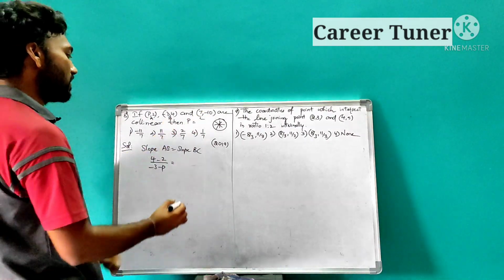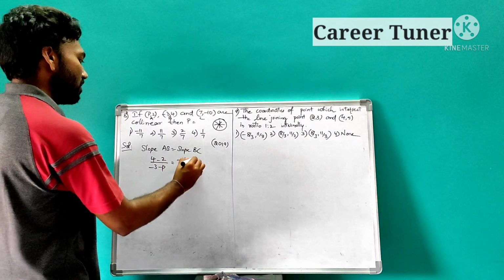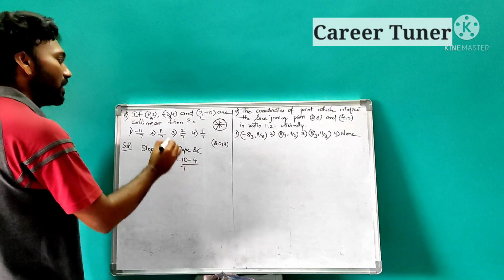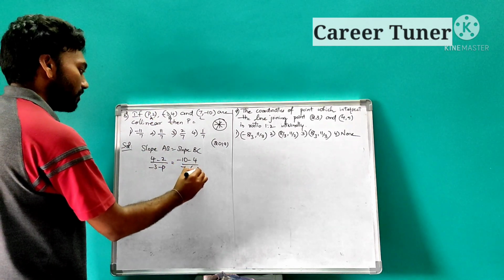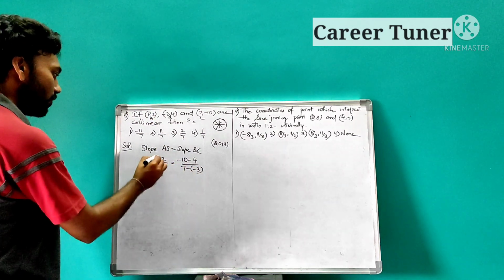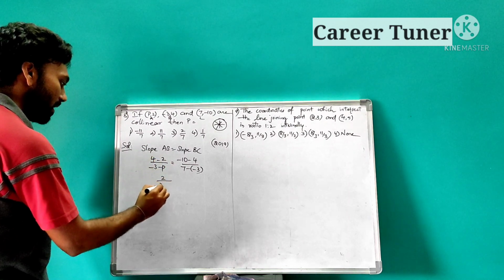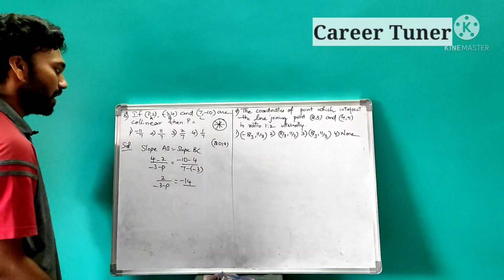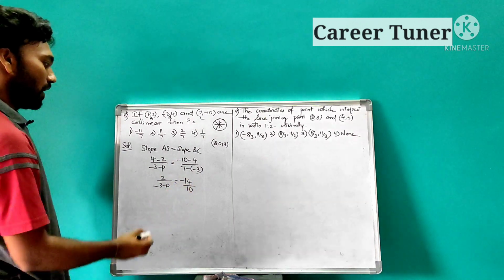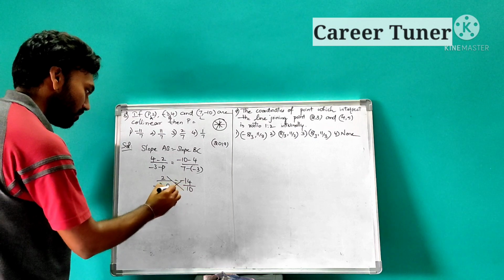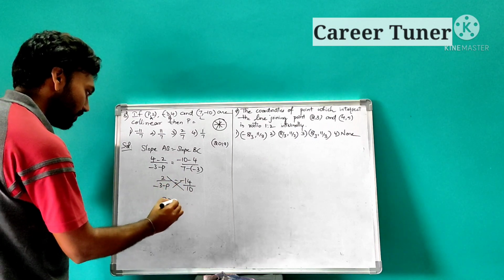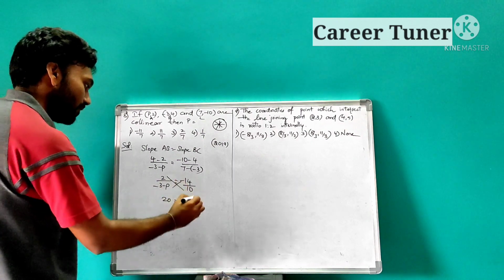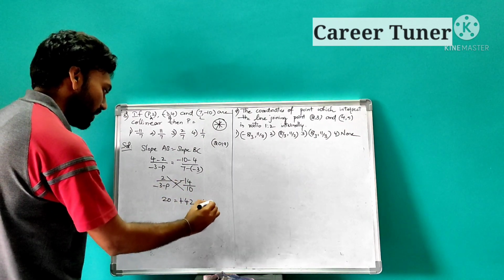What is the slope of BC? BC is nothing but minus 10 minus 4, y2 minus y1 by x2 minus x1, 7 minus of minus 3. So what is the value? Let us find. 4 minus 2 is nothing but 2 by minus 3 minus p, which is equal to minus 14 divided by 10. Okay, let us go for cross multiplication. 2 into 10 is nothing but 20. So minus 3 into minus 14, so plus 42, next plus 14p.